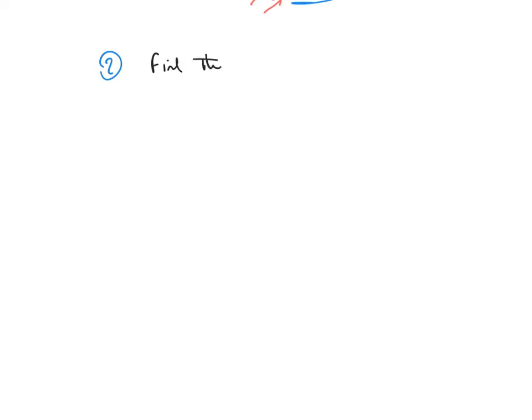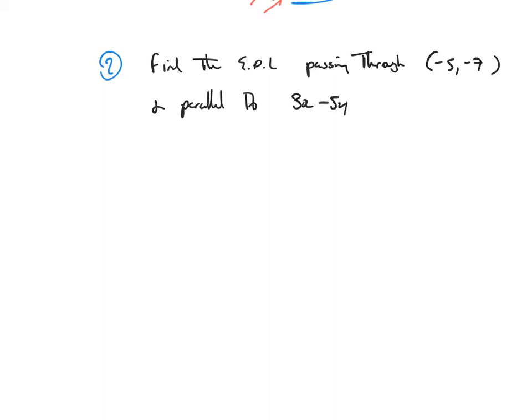Okay, question 2. Find the equation of the line passing through (minus 5, minus 7) and parallel to 3x minus 5y equals 7. So there's my point (a, b). We know the lines are parallel, so the gradient is equal, and I need to get the gradient out of this. This is a bit more challenging because it's not in the form y equals mx plus c, so I need to rearrange it.